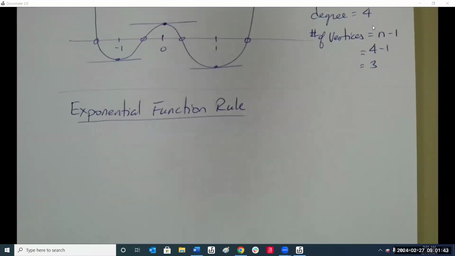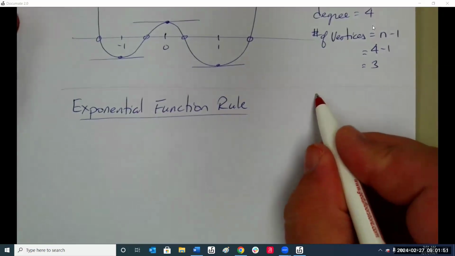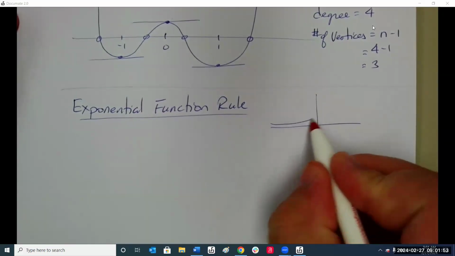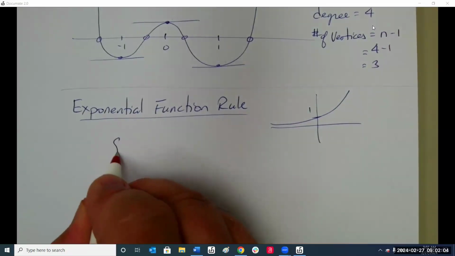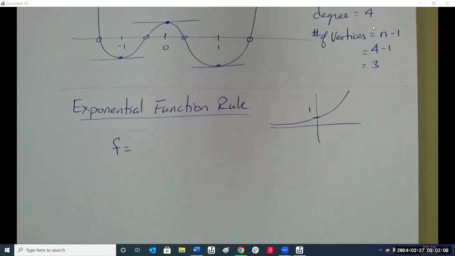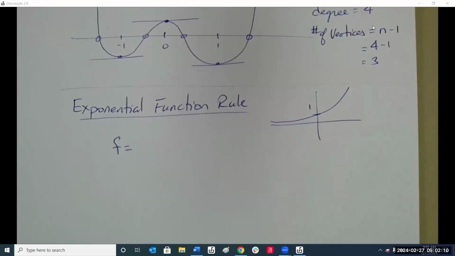The exponential function rule. What does an exponential function look like? The graph looks like this, yes, always crosses through 1. The answer can never be negative. But what does the function look like? This is the graph.